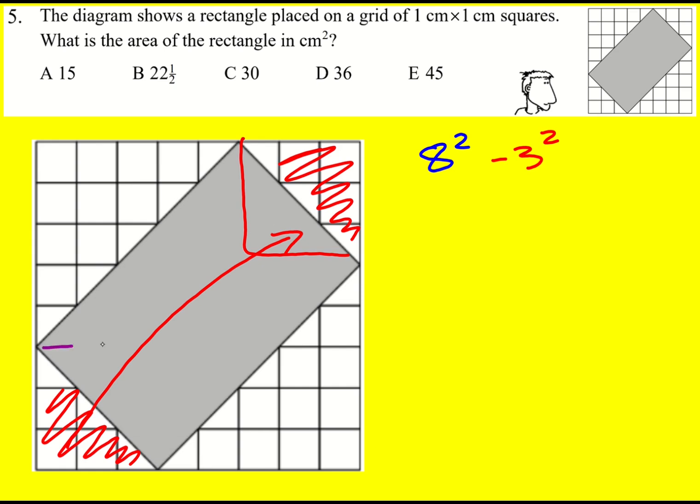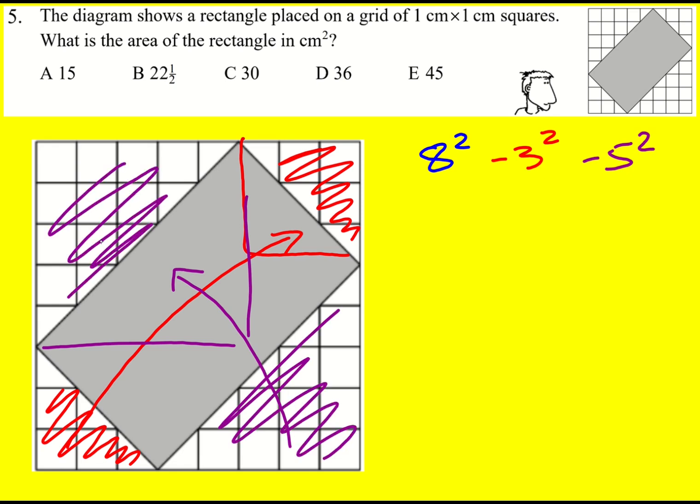And then I can do exactly the same with, imagine moving this up here. And now I've got a 5 by 5 square. So if I minus 5 squared, that will remove this one and this one. And I'll be left with 64 minus 9 minus 25.